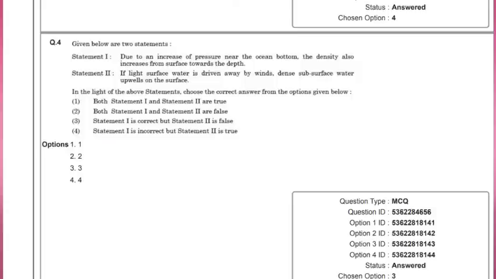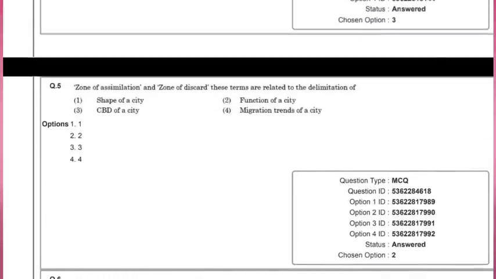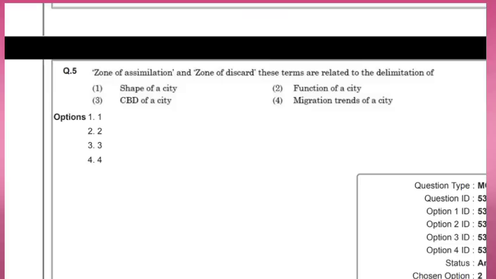And next question: The zone of assimilation and zone of discord, these terms are related to the delimitation of the... answer is 3, CBD of a city. This is the correct answer, CBD of a city.